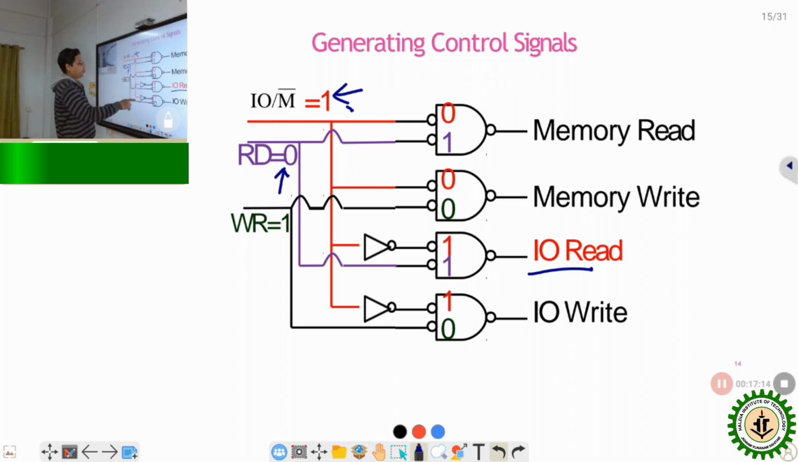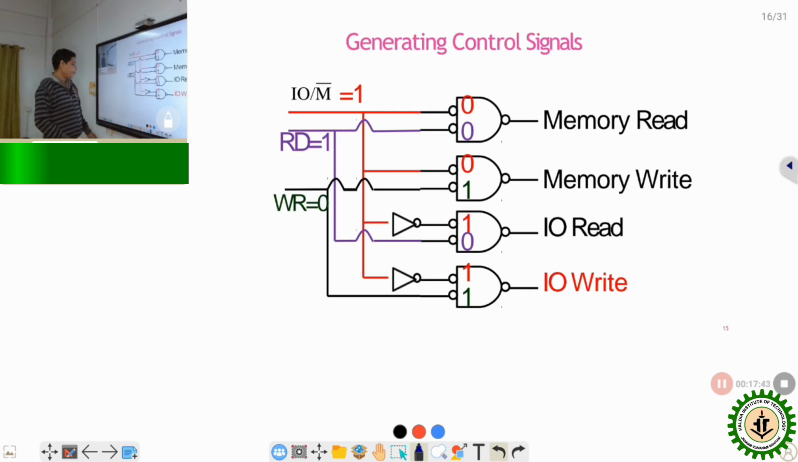So combining these two, here a double NOT gate is present. Before the NAND gate, two NOT gates are present. So ultimately at the input of the NAND gate, 1 is present, and the IO/M bar signal is already 1. So this combination produces the active low signal for the IO read operation.